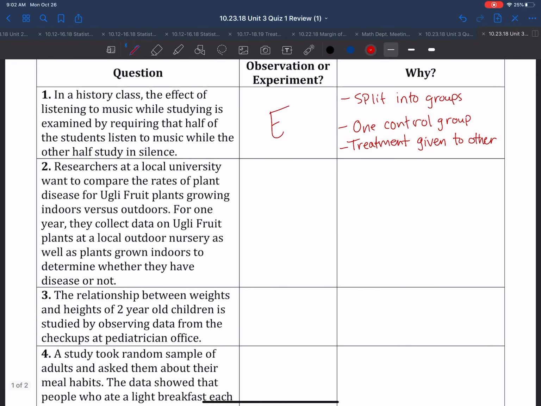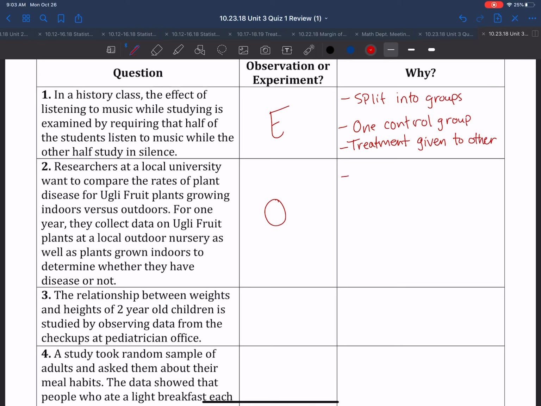Number 2 says, researchers at a local university want to compare the rates of plant disease for ugly fruit plants growing indoors versus outdoors. For 1 year, they collect data on ugly fruit plants at a local outdoor nursery, as well as plants grown indoors to determine whether they have disease or not. So in this study, we have 2 groups, but the researchers are not going out and actively putting some indoors and some outdoors. They're just finding ones that are indoors and outdoors. So instead of being experimental, this one is just observational.